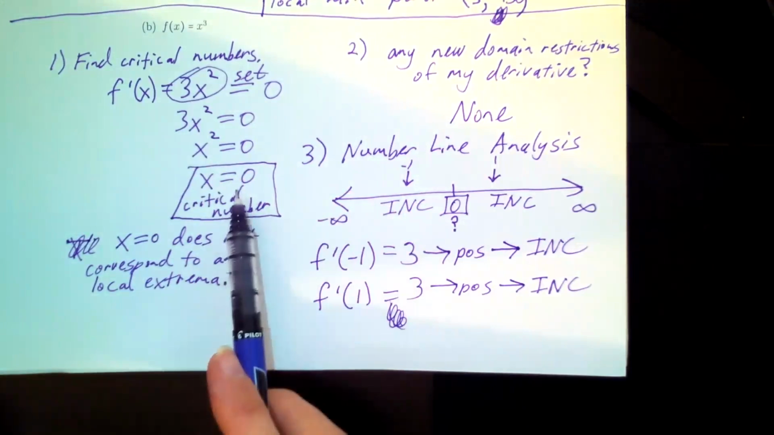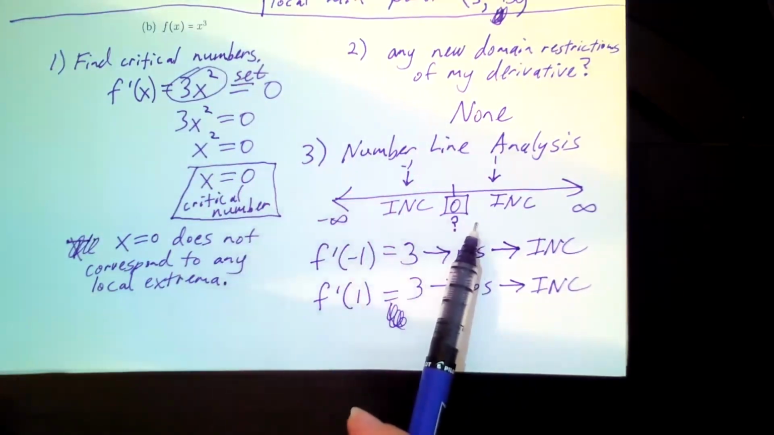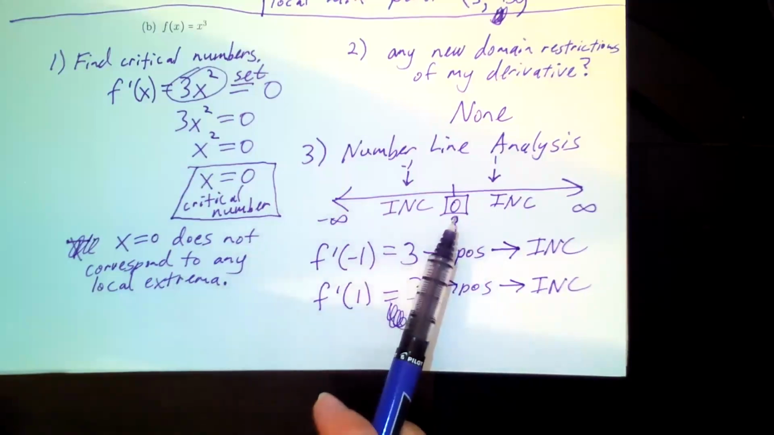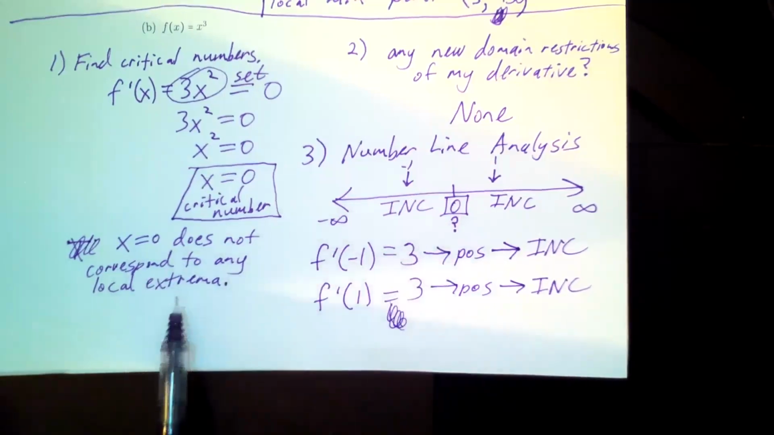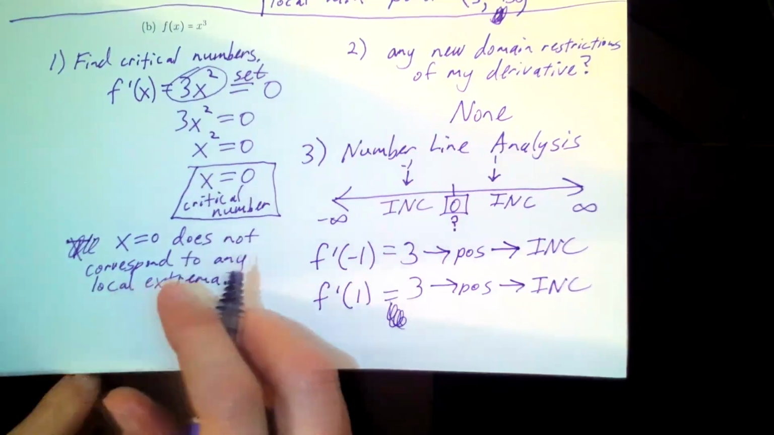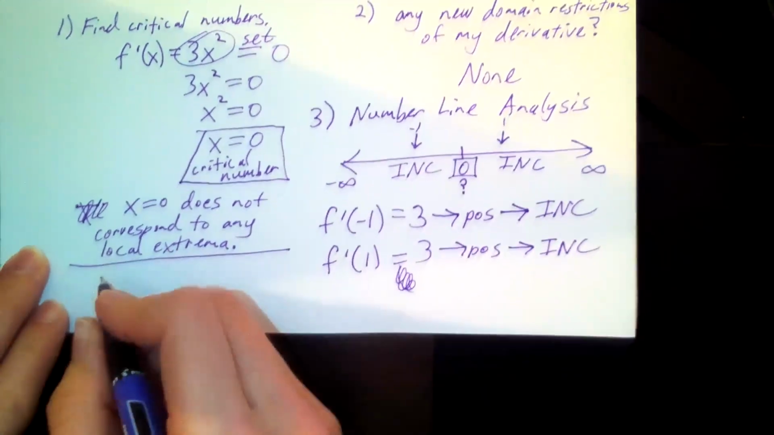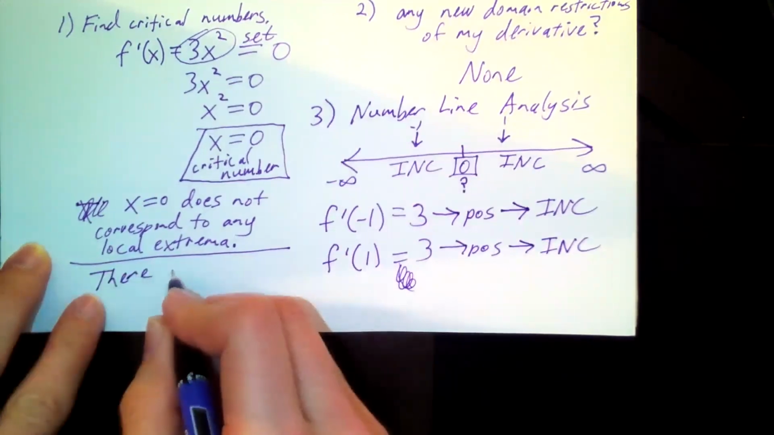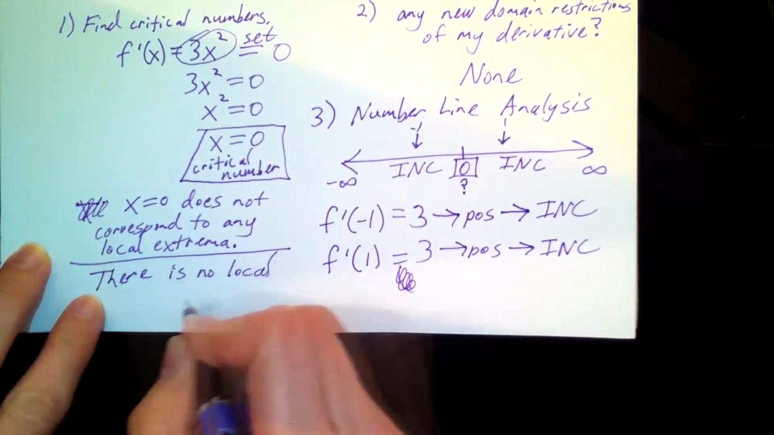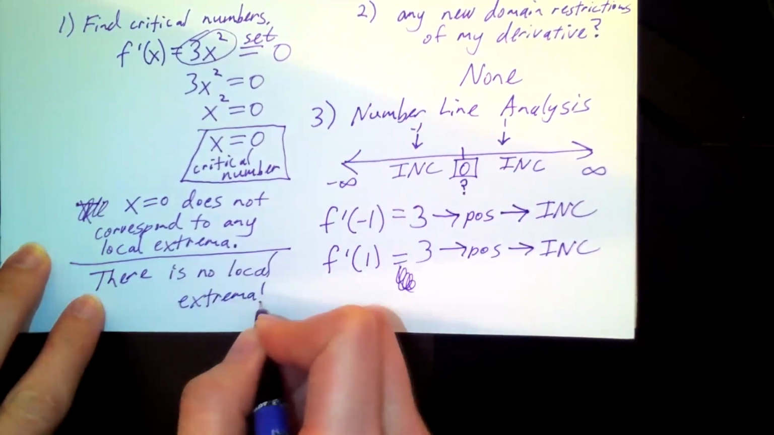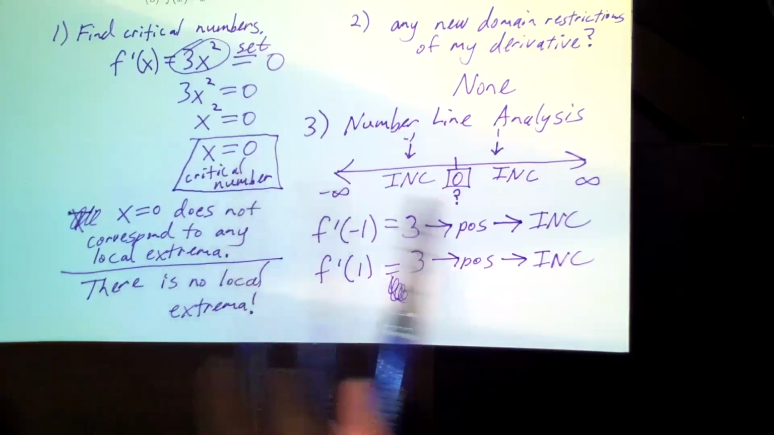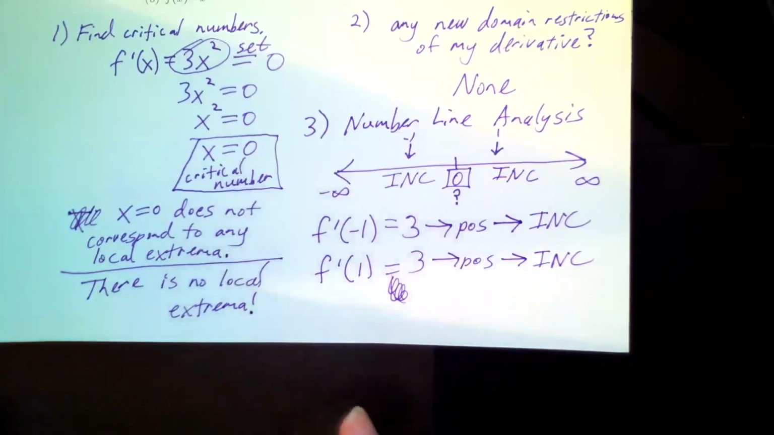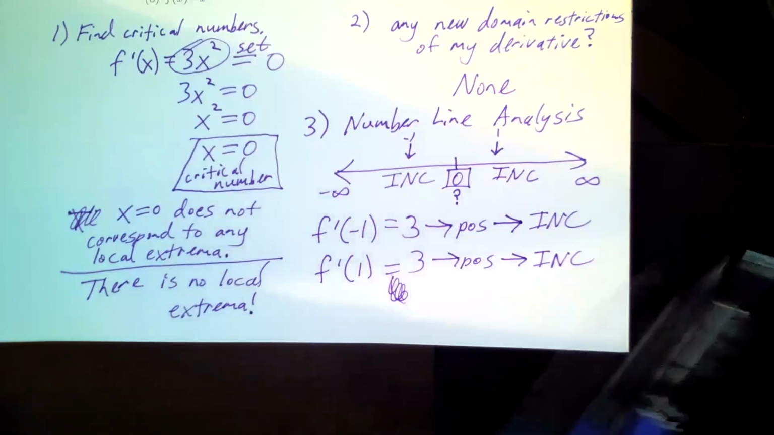In this case, we got 1. If you get 1, and we tested it this time, and we found that it was neither a max nor a min, then we would conclude that not only does x equal 0 not correspond to any local extrema, but because I have no other critical numbers, there is no local extrema at all. No local max, no local min, because I have no other critical numbers, and the critical number I did have didn't correspond to anything. So since there's no other critical numbers, there's nothing else going on anywhere. That's interesting.